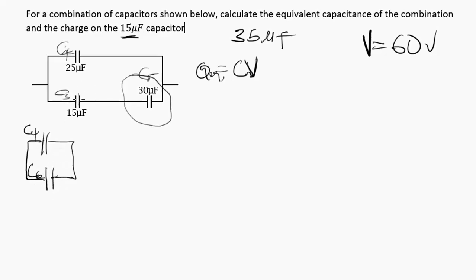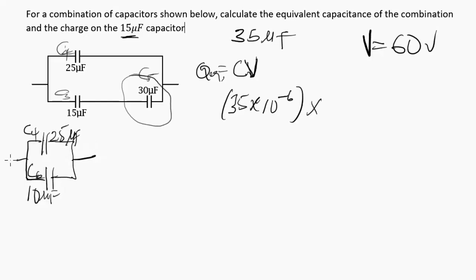So C6 will be a combination of these two capacitors, which give us 10 microfarad, and then C4 is 25 microfarad. Since this is a parallel connection, the capacitance here will be 10 plus 25, which is 35 microfarad. That's 35 times 10 to the power of minus 6 farad times V, which is the potential difference.